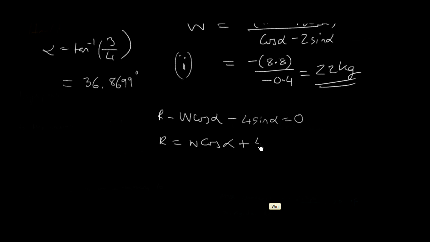And that's 22 times cos alpha, so I'm just going to do it on my calculator. Alpha is already saved in memory, so I'm just saying 22 times cos of we call A equals 17.6, plus 4 times sine of we call A, is 20 exactly. So we got 20 newtons for R, which was very quick, and 22 kilos for W, and that was for 9 marks.